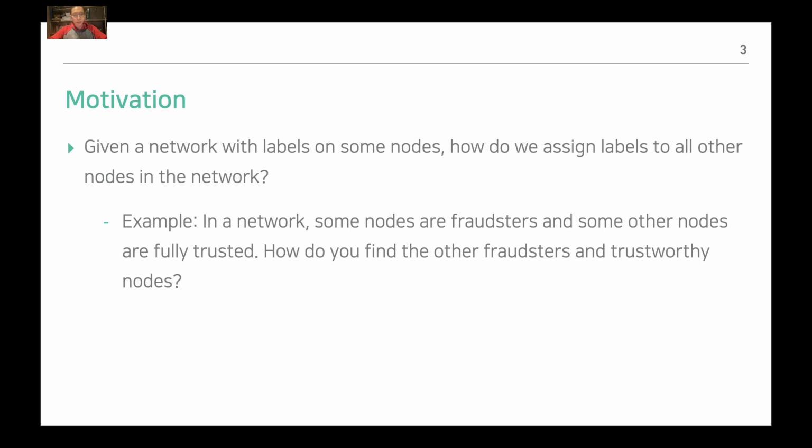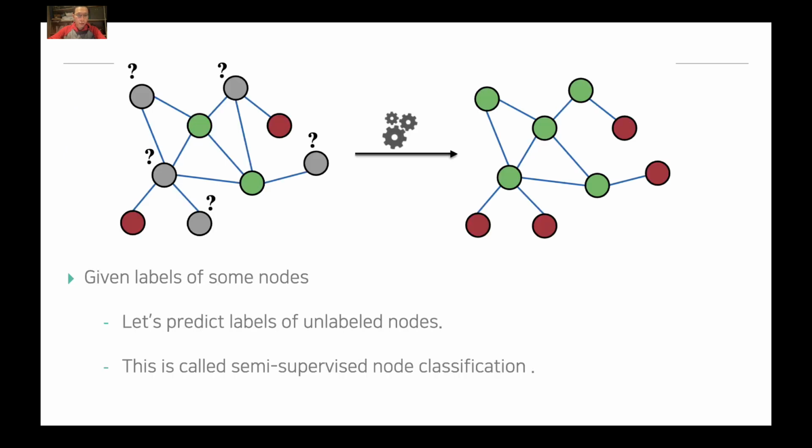For example, in a network, some nodes are fraudsters and some other nodes are fully trusted. And how do we find the other fraudsters and trustworthy nodes using the graph structures only? So without neural networks, I mean.